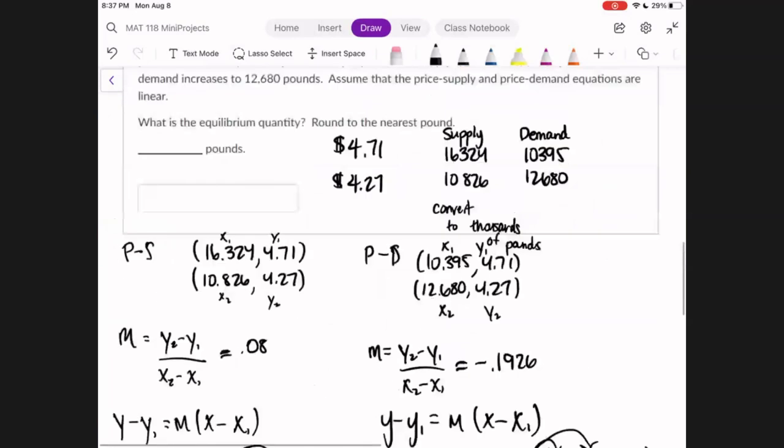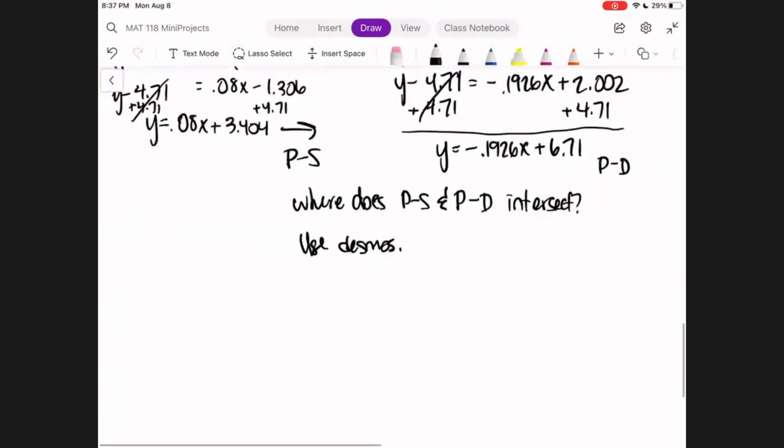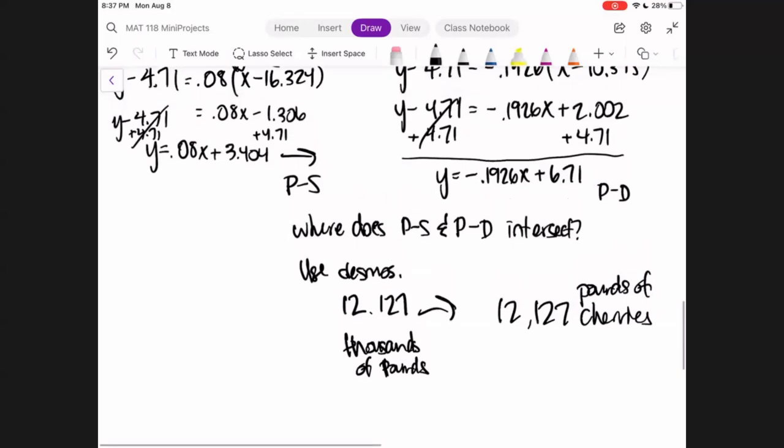So how many? So you want to think nearest pound. So we got 12.127. So that is not 12 pounds of cherries. Remember, this is thousands of pounds. So that would be 12,127 cherries, or pounds of cherries. So that's what we put here. You have to expand that number back out, okay?